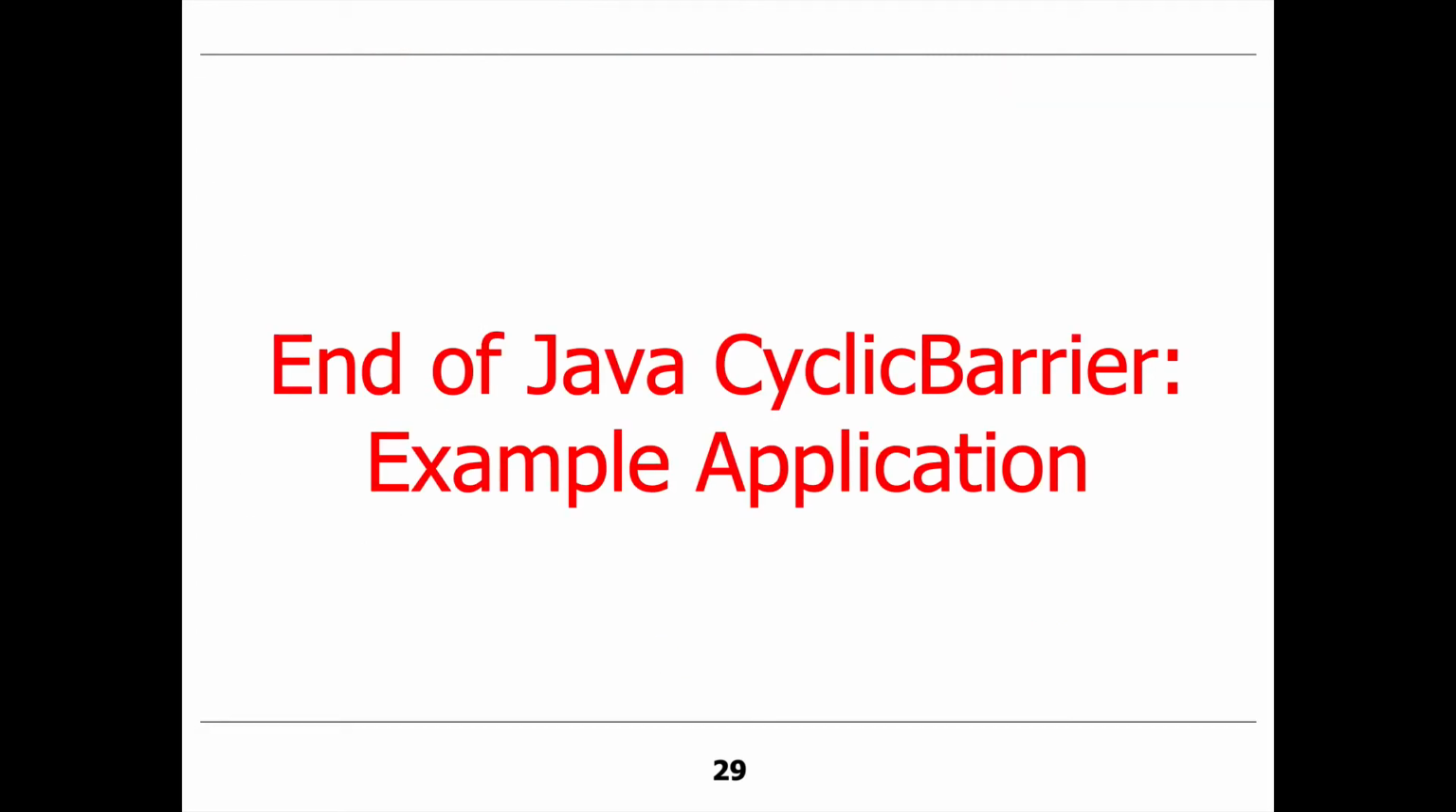So that's essentially the walkthrough of the Java CyclicBarrier example application. And it's interesting to compare and contrast that with the countdown latch version we talked about earlier.